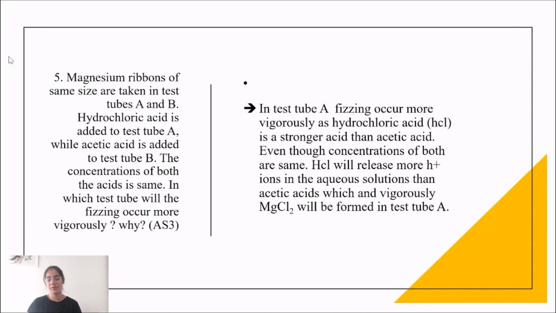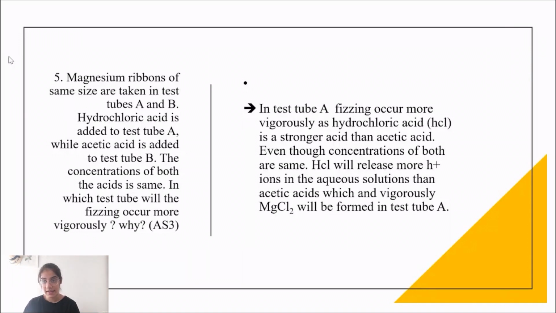Magnesium ribbons of the same size are taken in test tubes A and B. Hydrochloric acid is added to A, and acetic acid is added to test tube B. Concentrations of both acids are the same, but in which test tube will fizzing occur more vigorously? Fizzing will occur when magnesium ribbon will easily react with the acids to form magnesium chloride in the first case.